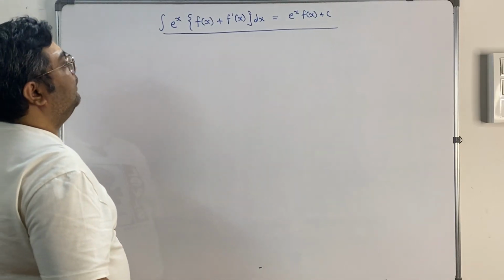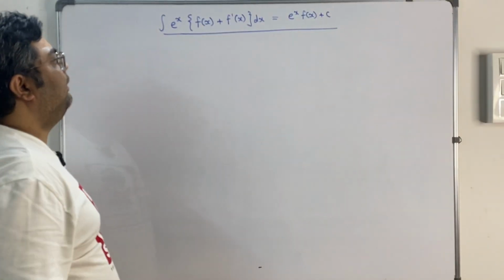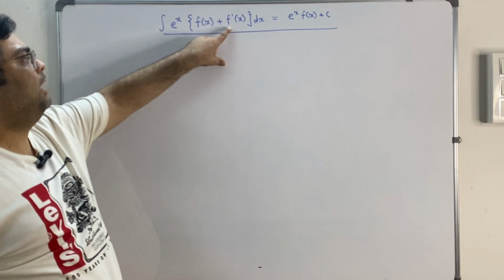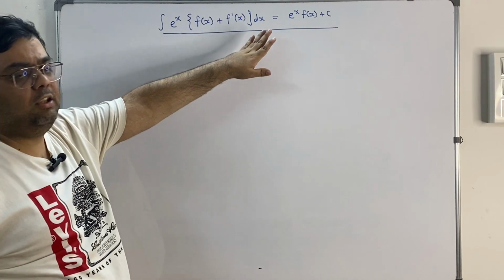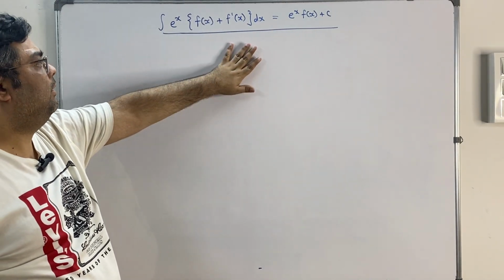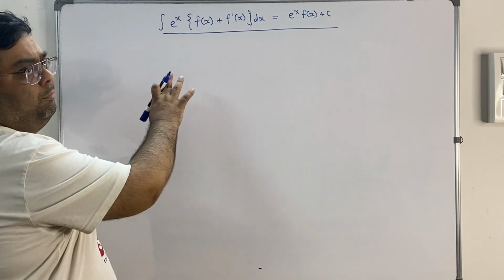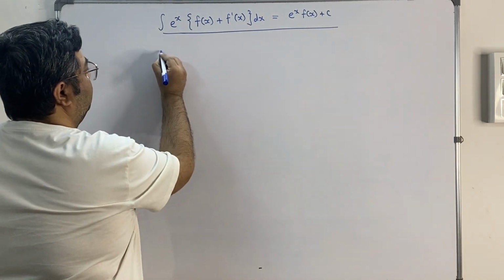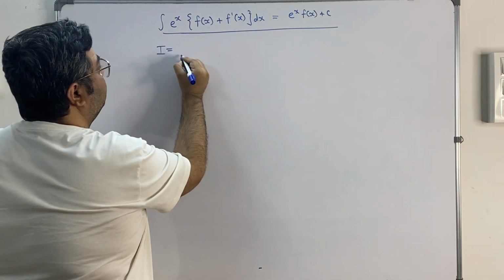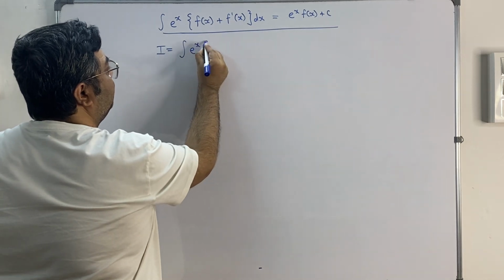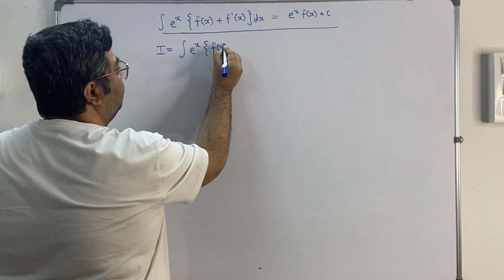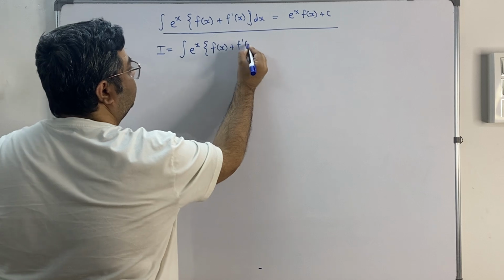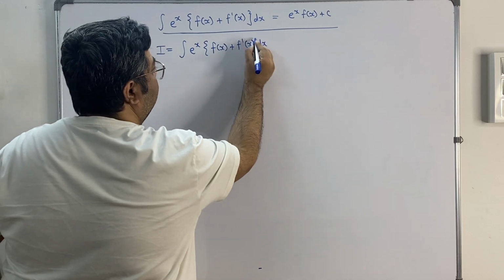So we start with the concept: integration of e raised to x times (f(x) + f'(x)) dx gives us e raised to x f(x) plus c. Okay. First we will prove the result. So I start with I is equal to integration e raised to x (f(x) + f'(x)) dx.